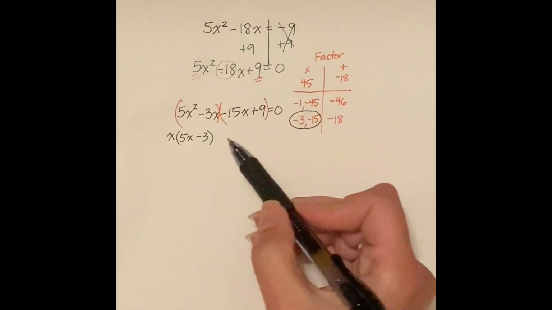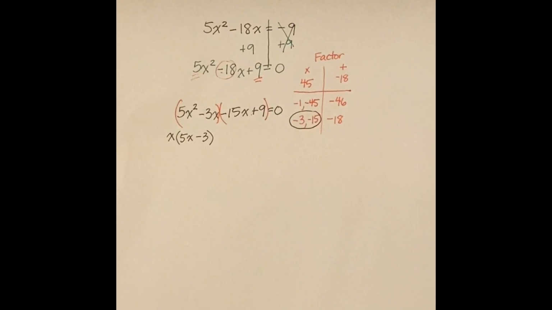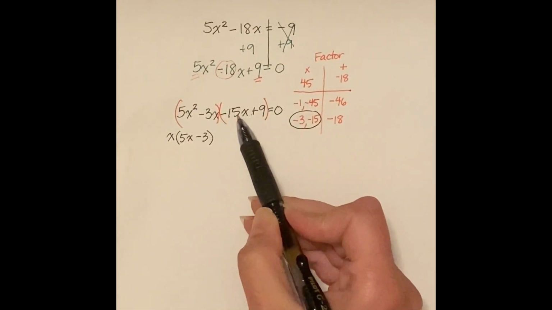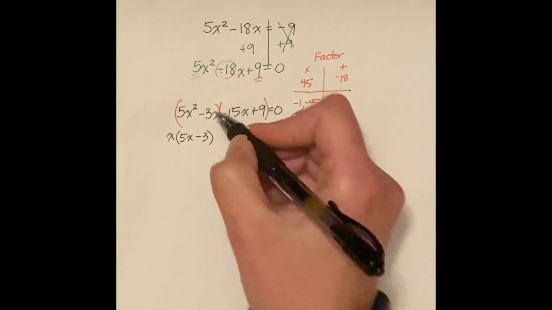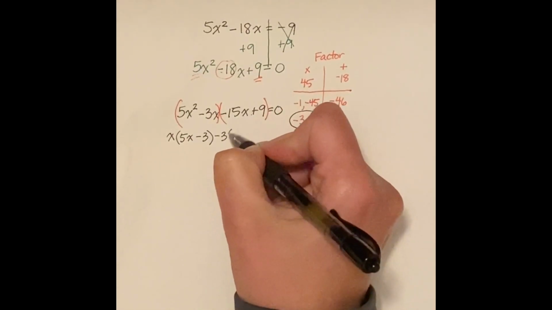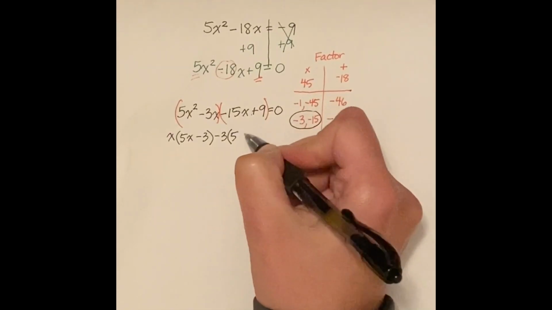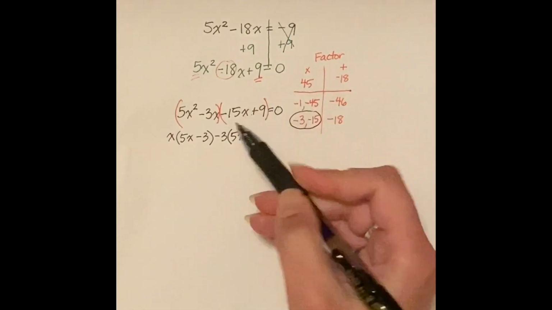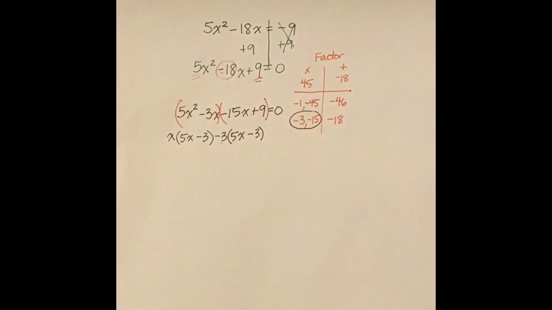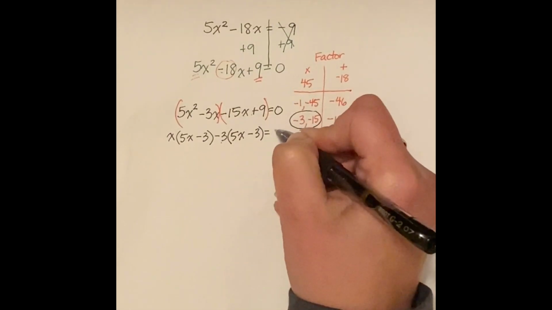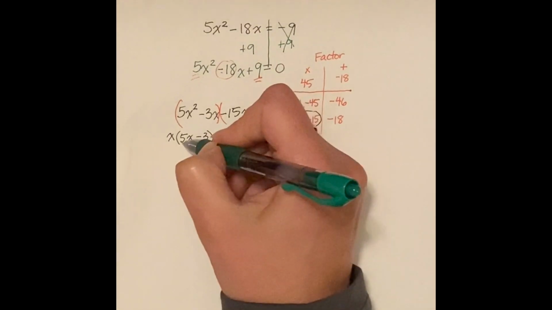I want my parentheses to match here. So what would I need to take out of a -15x to leave a 5x behind? That's right, it would be a -3. So if I take a -3 out of -15, left behind would be a 5, and don't forget your x. And if I take a -3 out of a positive 9, left behind would be a -3. Don't forget, still equal to 0. Perfect. Our parentheses match right here.